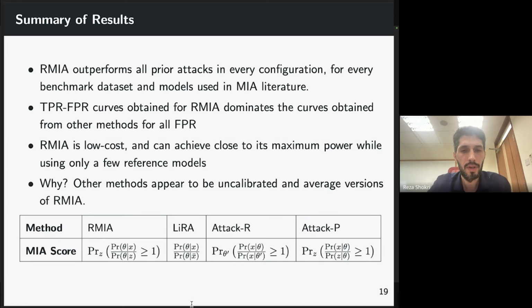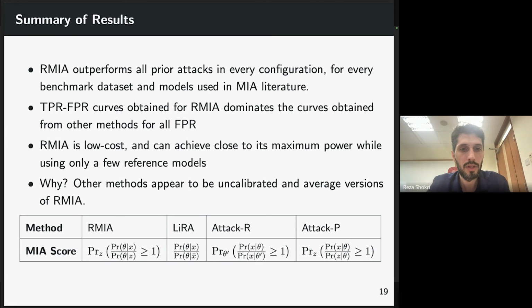And for the case of LiRA, in its offline setting, it's close in nature to attack R, but in its online setting, essentially the null hypothesis setting is averaged. The probability that I observed theta, given that X was there, compared to the case where it was not there, but I'm not distinguishing between all the possibilities. So this would give the power to RMIA.